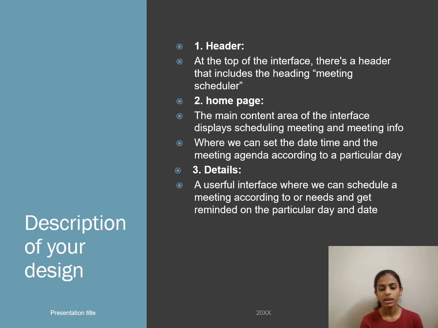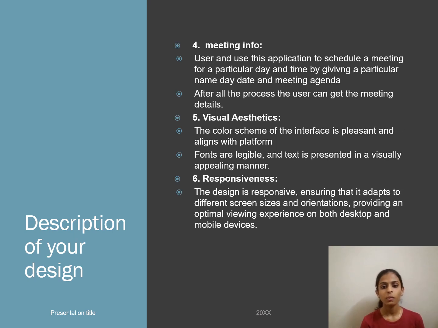So the menu details are a useful interface where we can schedule a meeting according to our needs and get reminded on a particular day and date. It is a really useful application for scheduling your meetings. Moving to the fourth point, that is the meeting information. The user can give the appropriate information, that is the agenda, like the meeting title or the heading which you want to be reminded for a particular day or time.